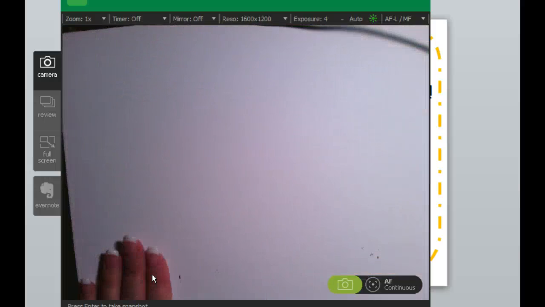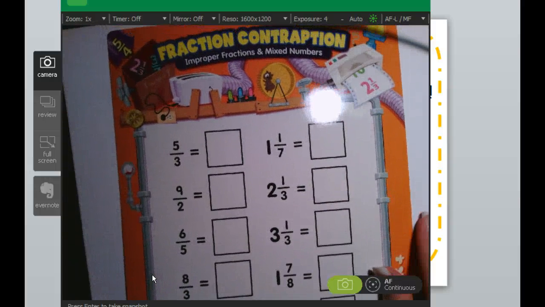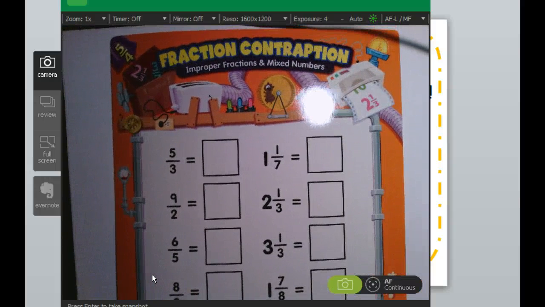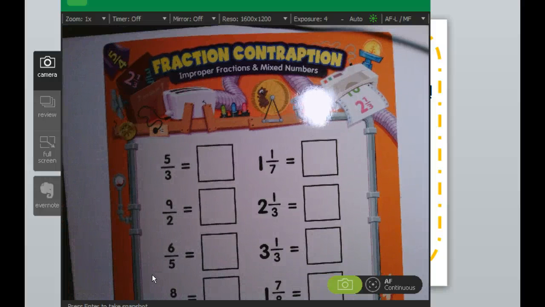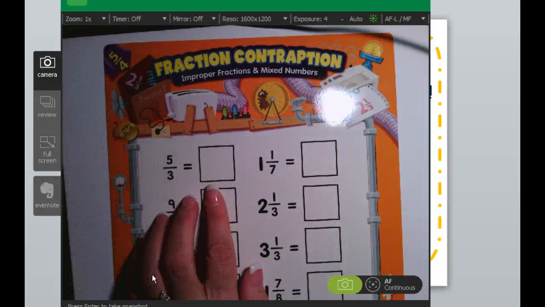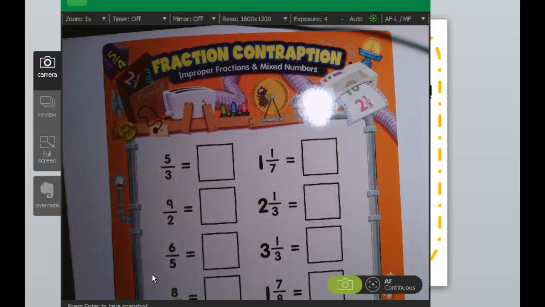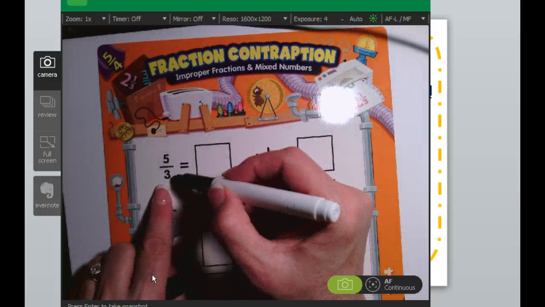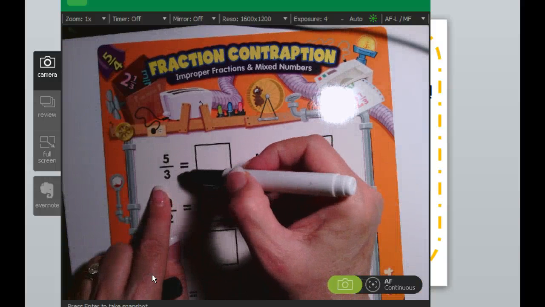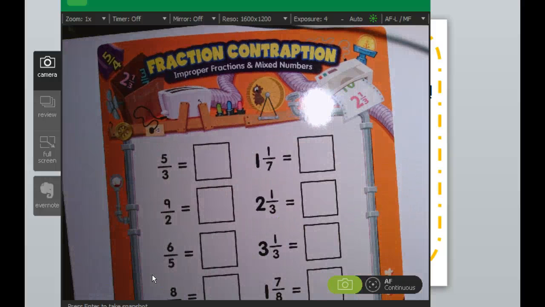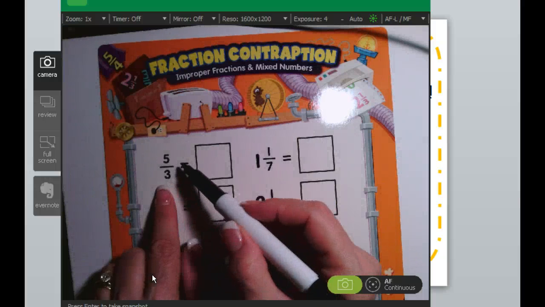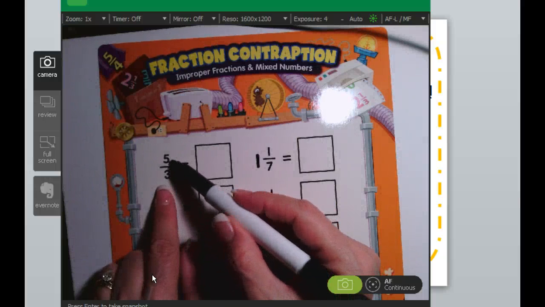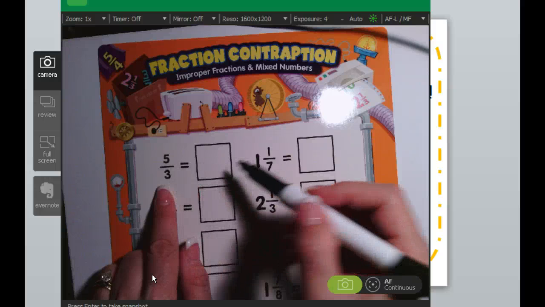So let's get back to looking at mixed numbers and improper fractions. Now in the story, it talked a little bit about this, but what we want to see is that a mixed number is something that has a whole number and a fraction. And an improper fraction has a bigger numerator than denominator. It's top heavy. There's too much on top. So what we can do is we can convert or change an improper fraction like this to a mixed number.